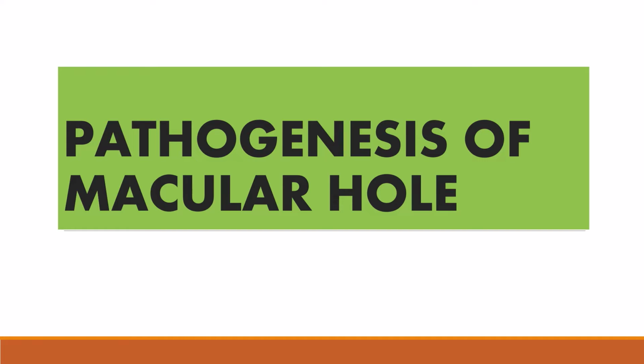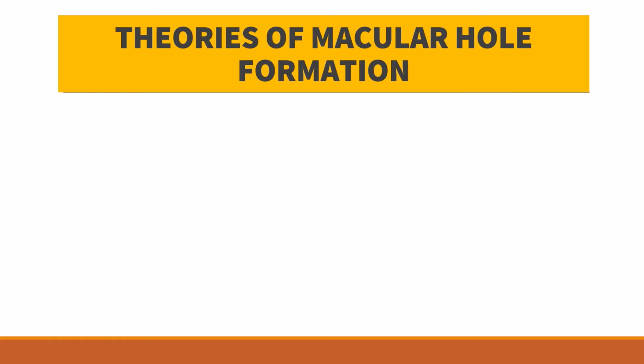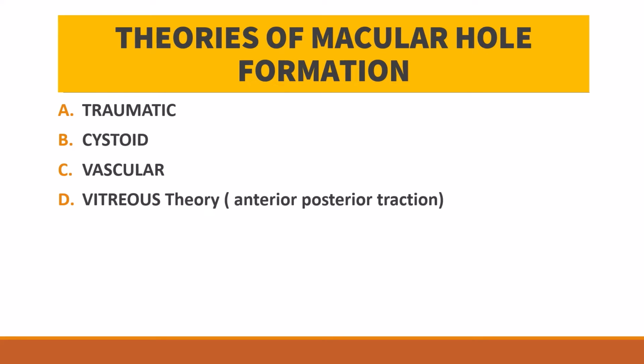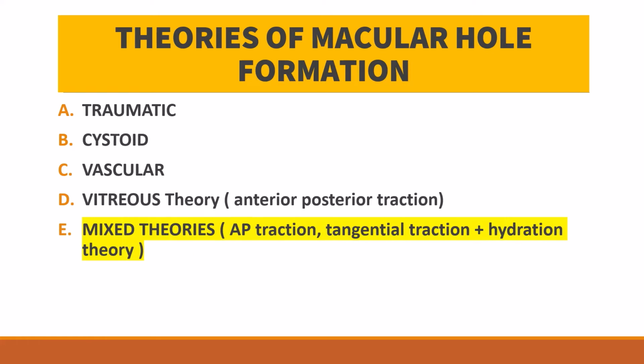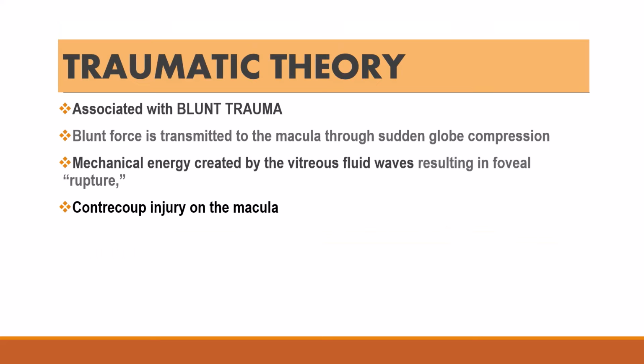Now let us discuss the pathogenesis of the macular hole. So how does the macular hole develop? There are numerous theories for the development of macular hole: the traumatic theory, because this was first studied, and then the cystoid theory, the vascular theory, the vitreous theory, which is the theory of anterior-posterior traction on the macula, and the mixed theories, which are the most accepted ones, which say that there is a component of anterior posterior traction, plus tangential traction as well, plus hydration associated with macular hole formation. So let us see all these theories one by one.